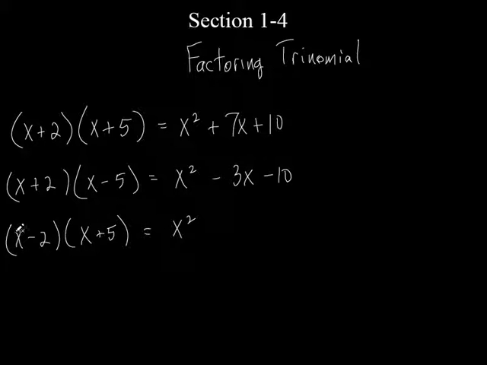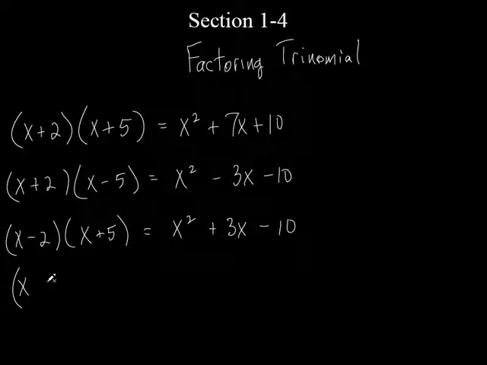So we've got x squared, and the outside is plus 5x, the inside is minus 2x. So this time it's positive 5x minus 2x, which is plus 3x, and then minus 10. Everybody see this? And let's do one more.